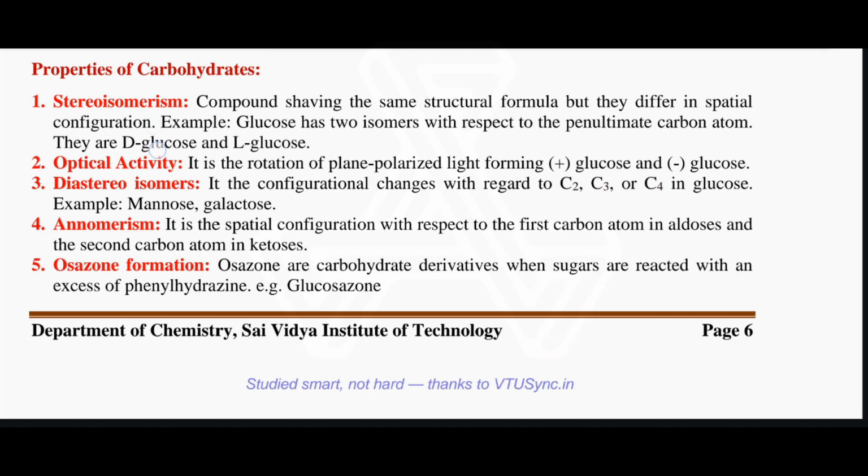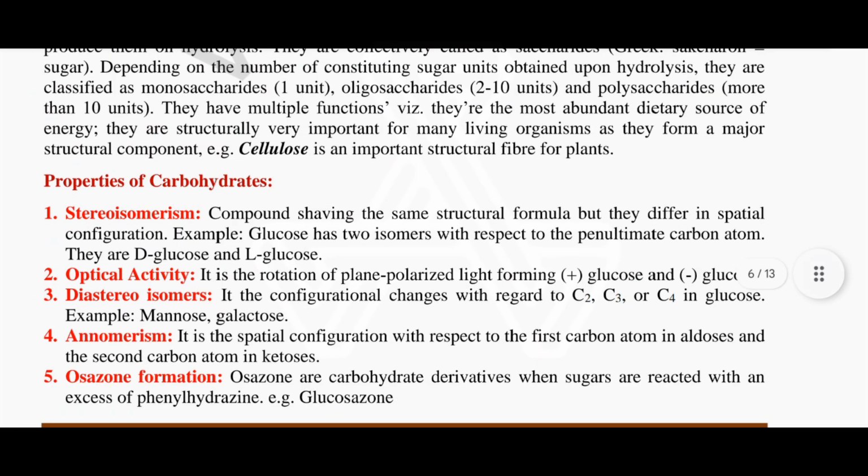Optical activity is the rotation of plane polarized light, forming plus (positive) glucose or minus (negative) glucose. Diastereoisomers: configurational changes with regard to C2, C3 or C4 in glucose. Example, mannose and galactose. Anomerism: a spatial configuration with respect to the first carbon atom in aldoses and the second carbon atom in ketoses.